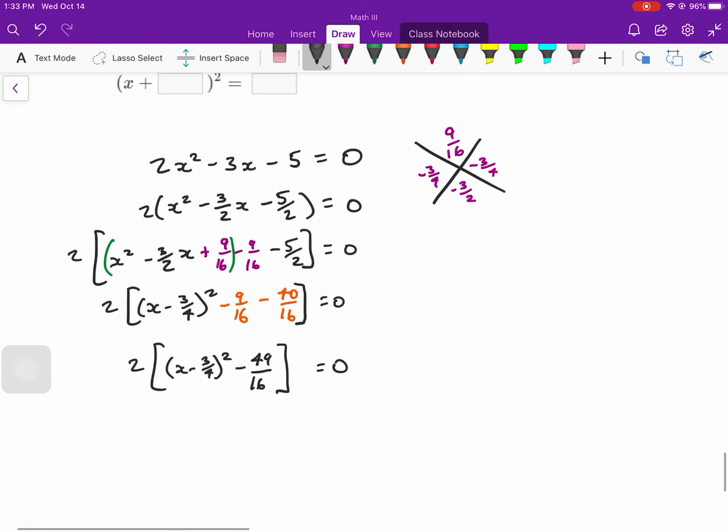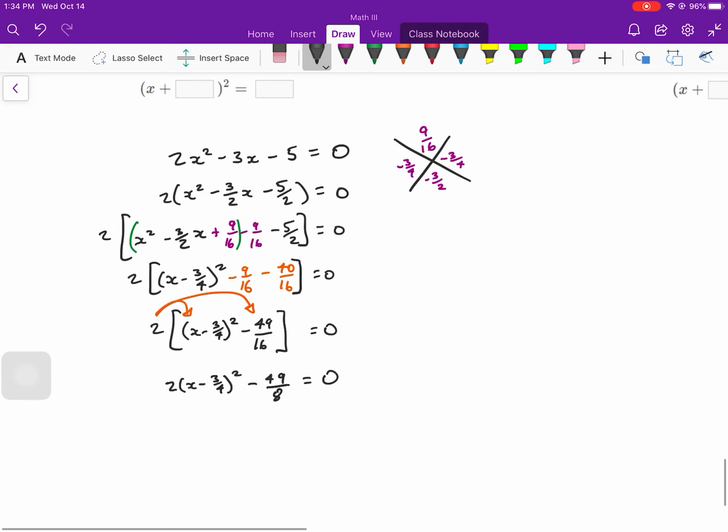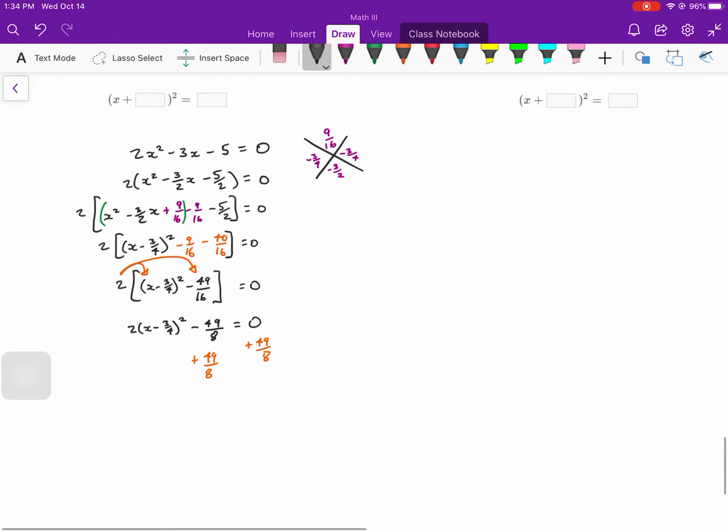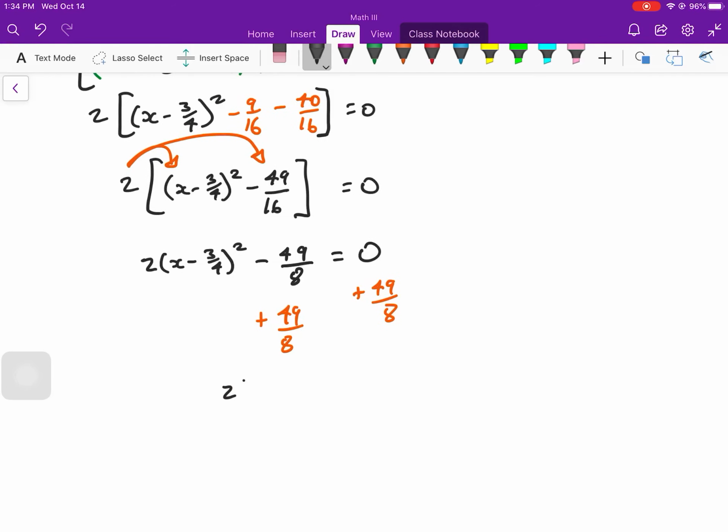So let's distribute that 2 back. And actually in this case, because we're going to be solving and we got the equals 0, we could actually divide the 2 out. But I'm going to make a habit of distributing that 2 back because that's the way we've been doing it. And then 2 over 16, just simplify that denominator to an 8 there. Then we'll add the 49 over 8 to the other side. Got to be one of the worst things we're going to do this year, I'm telling you.